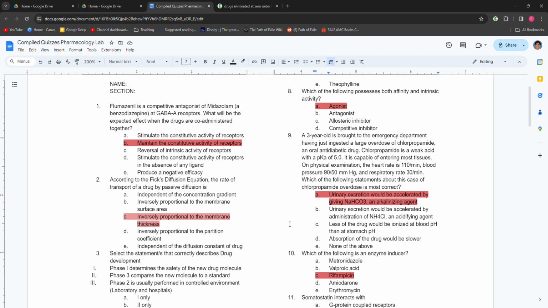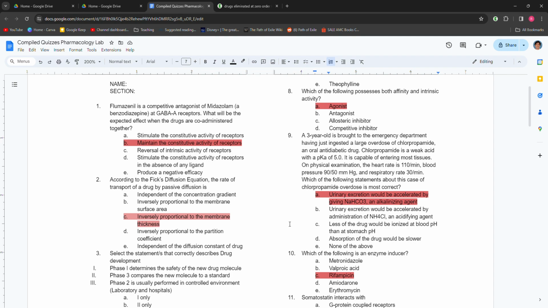So for question number one, the question is asking if you are going to administer a competitive antagonist, what will be its expected effect? And the answer of that is letter B. You have to remember that a competitive antagonist is able to bind to the receptor. It has affinity to the receptor, but it does not produce any effect. So to describe that process, the answer here would be letter B. It binds to the receptor, yet it maintains the intrinsic activity of the receptor.